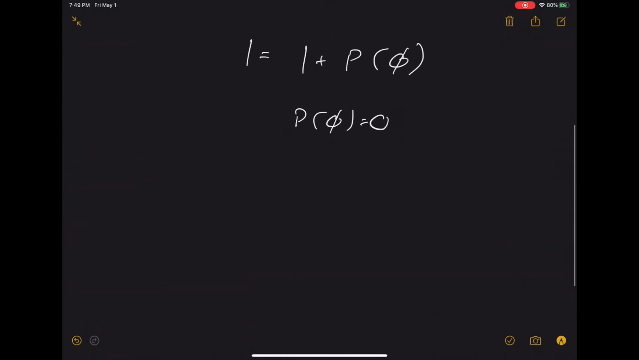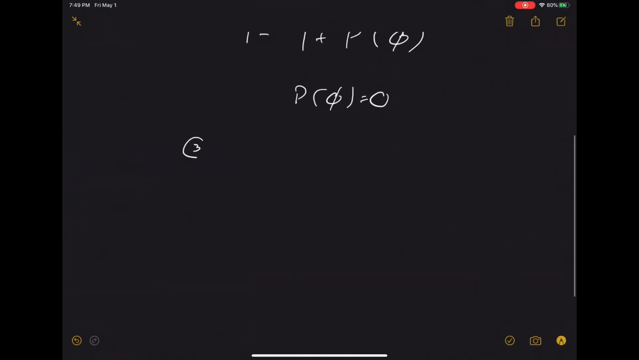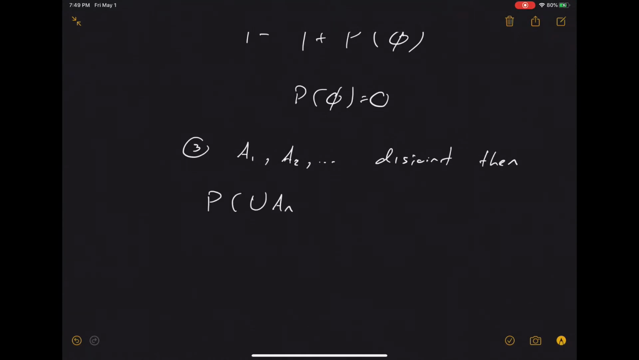And what's the third condition we need for a measure? We need countable additivity, right? We need, if A1, A2, and so on are disjoint, then the measure of the union equals the sum of the measures. Okay.